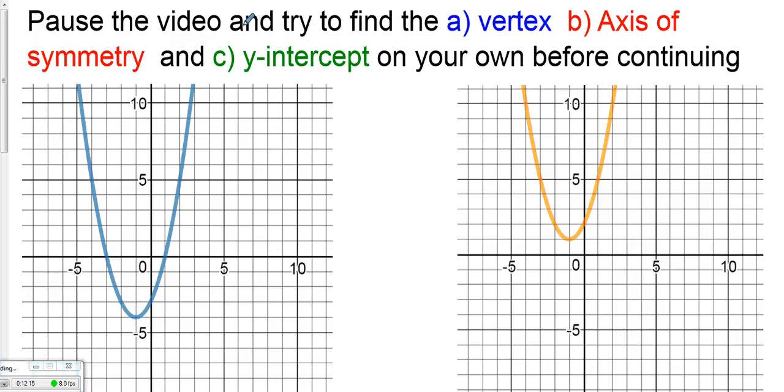I want you to pause now and try to find the vertex, the axis of symmetry, and the y-intercept on your own of each of these, and then we'll try it on together.